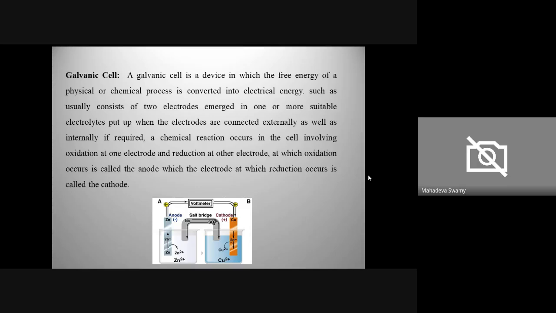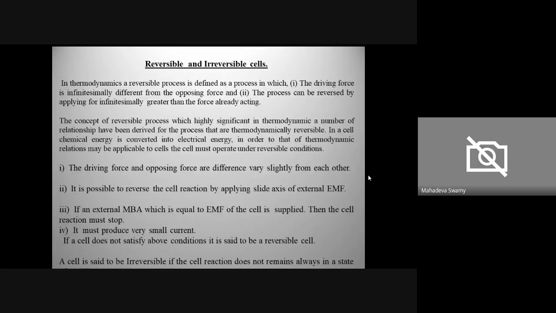What is a reversible cell? Here, very simple, the reversible and irreversible cells we are going to discuss. What are the properties, what are the conditions we want to know in this reversible cell? In thermodynamics, a reversible process is defined as a process in which the driving force is infinitesimally different from the opposing force.